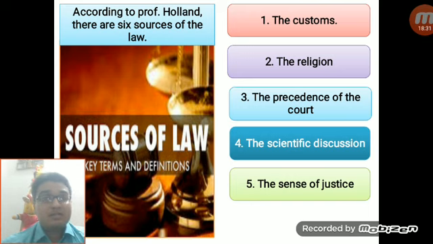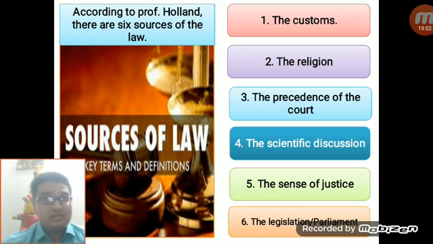Number 5, the sense of justice. So what is called the sense of justice? The sense of justice means thought and feelings about what is fair, what is unfair, and what the common people deserve of justice. This is called the sense of justice. So the sense of justice is one of the sources of law.